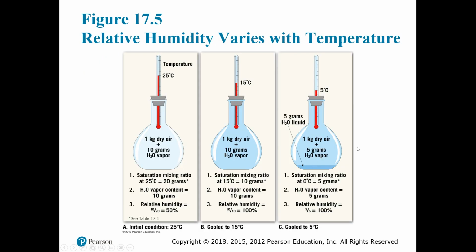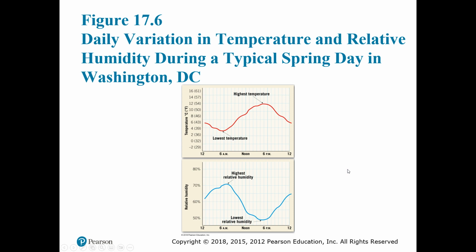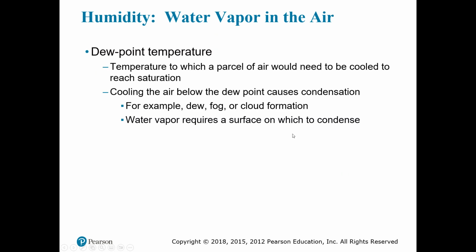Now in the flask here, we formed liquid water, but other forms of condensation include dew, fog, and clouds. Dew, fog, and clouds are all water droplets. That's not vapor. Those are actually tiny little droplets of water. So water vapor, though, does require a surface on which it has to condense.